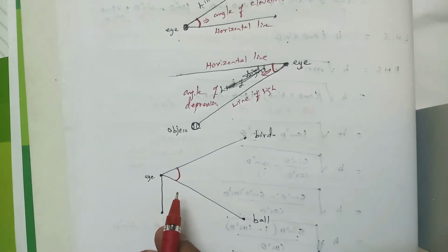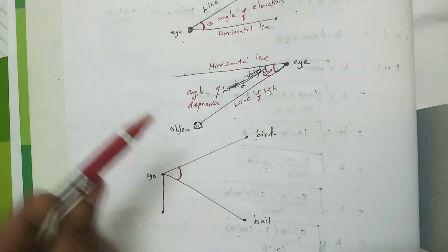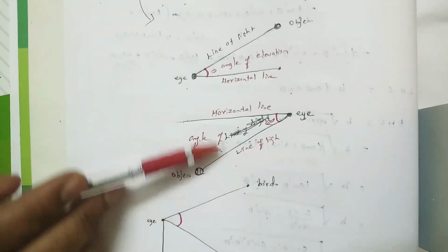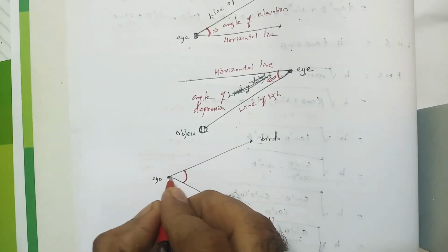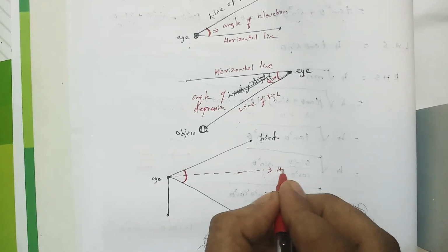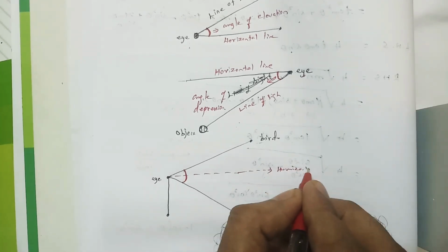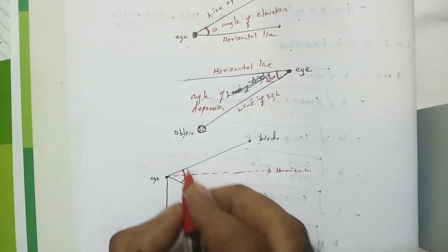So we can't say that. See, I told you that the angle of elevation or angle of depression will always lie in between the horizontal line and the line of sight. So from the eye you have to draw a horizontal line, and this is the line of sight. Horizontal line and line of sight, right?